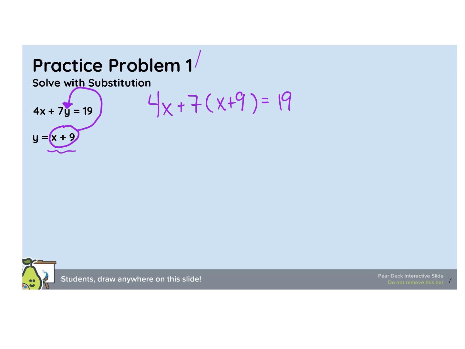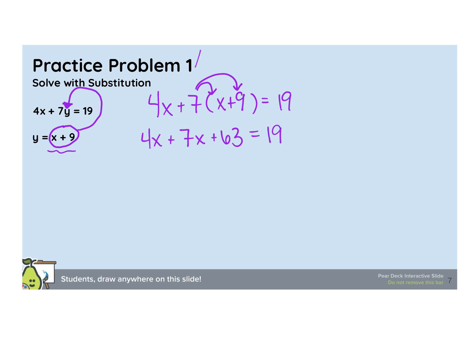Now you may have gotten to this step and gotten stuck because we haven't had to do this before. But we have something in parentheses, so that means we have to distribute. So let's bring down the 4x, and now we need to distribute the 7. This is why we spent so long solving equations, because it all comes back. 7 times x is 7x. 7 times 9 is 63, and then we have a 19.